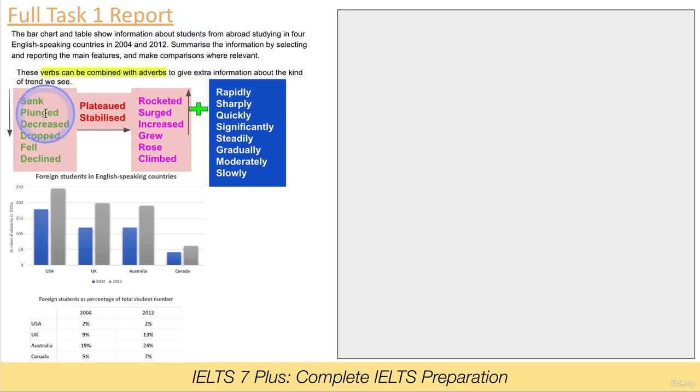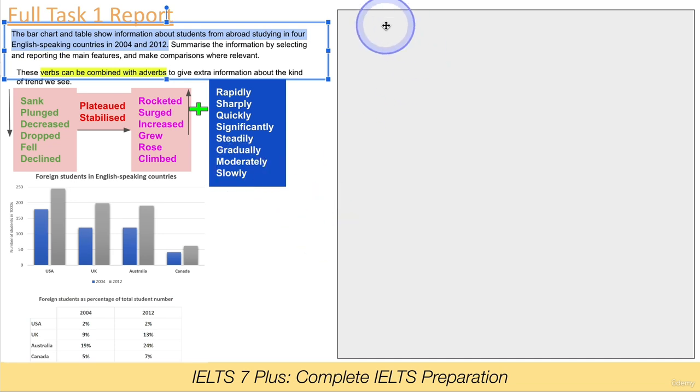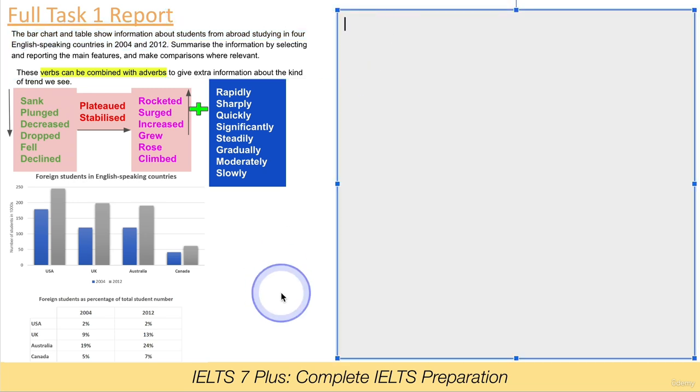And we have the question, useful words, and the data itself. So let's start off, as always, by paraphrasing this sentence here. The bar chart and table show information about students from abroad studying in 4 English-speaking countries in 2004 and 2012. Okay, so how about we say, it's difficult to paraphrase the bar chart, so we can start with that.